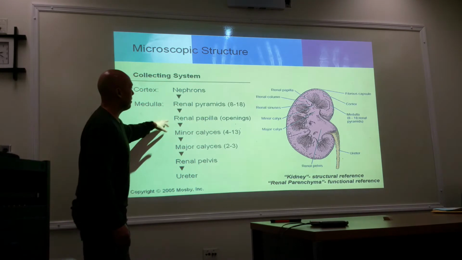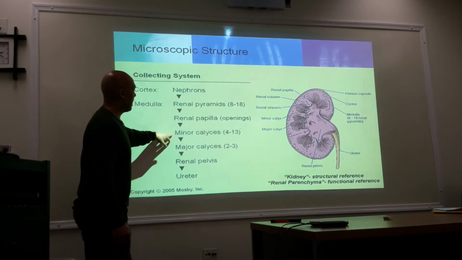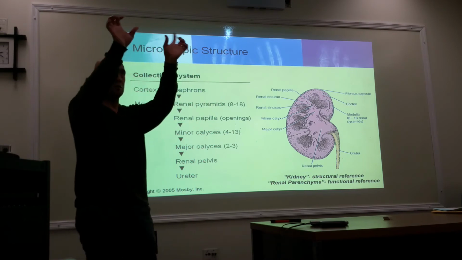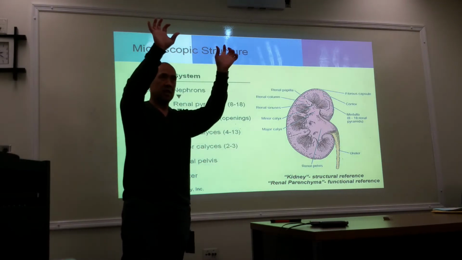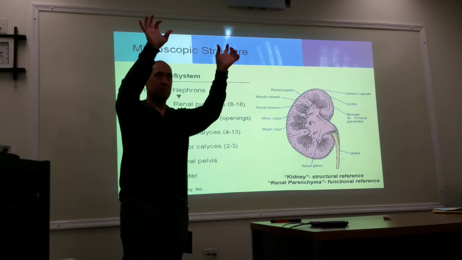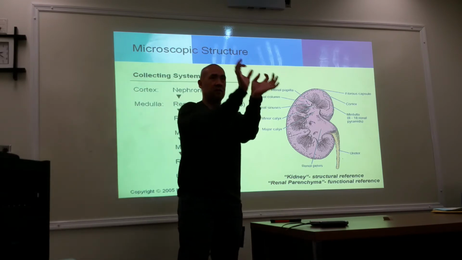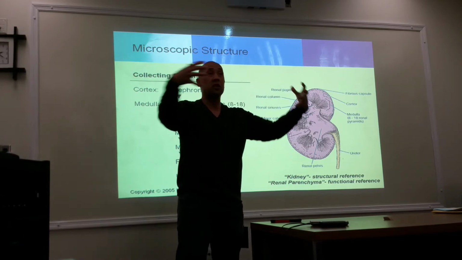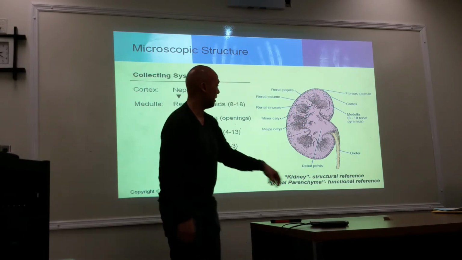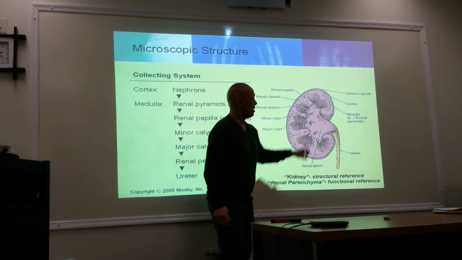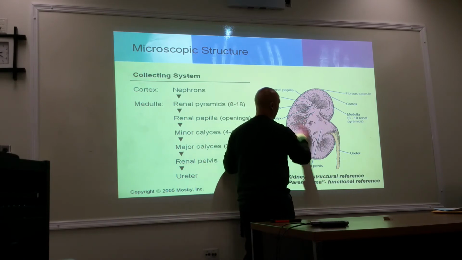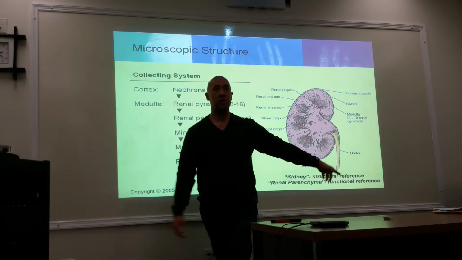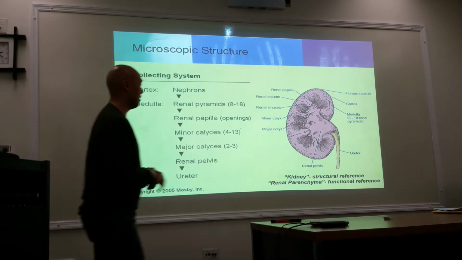Then you have the papilla, minor calyces, major calyces. So basically it starts off with small little funnels as urine is being produced, and then they break down into smaller funnels. And then the very last one, the urine empties to a larger type of container or funnel, and that's your renal pelvis. This is where the urine is then collected and then eliminated by way of the ureter into your bladder, and then you get rid of it.